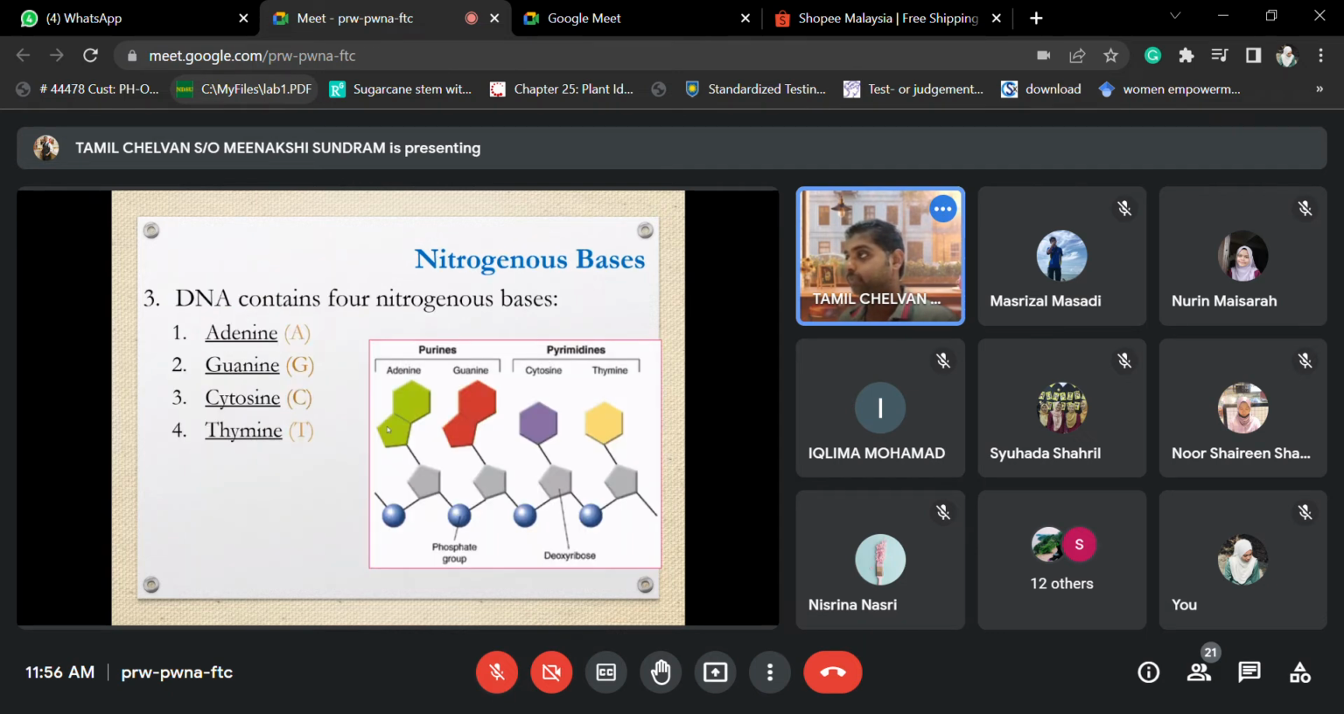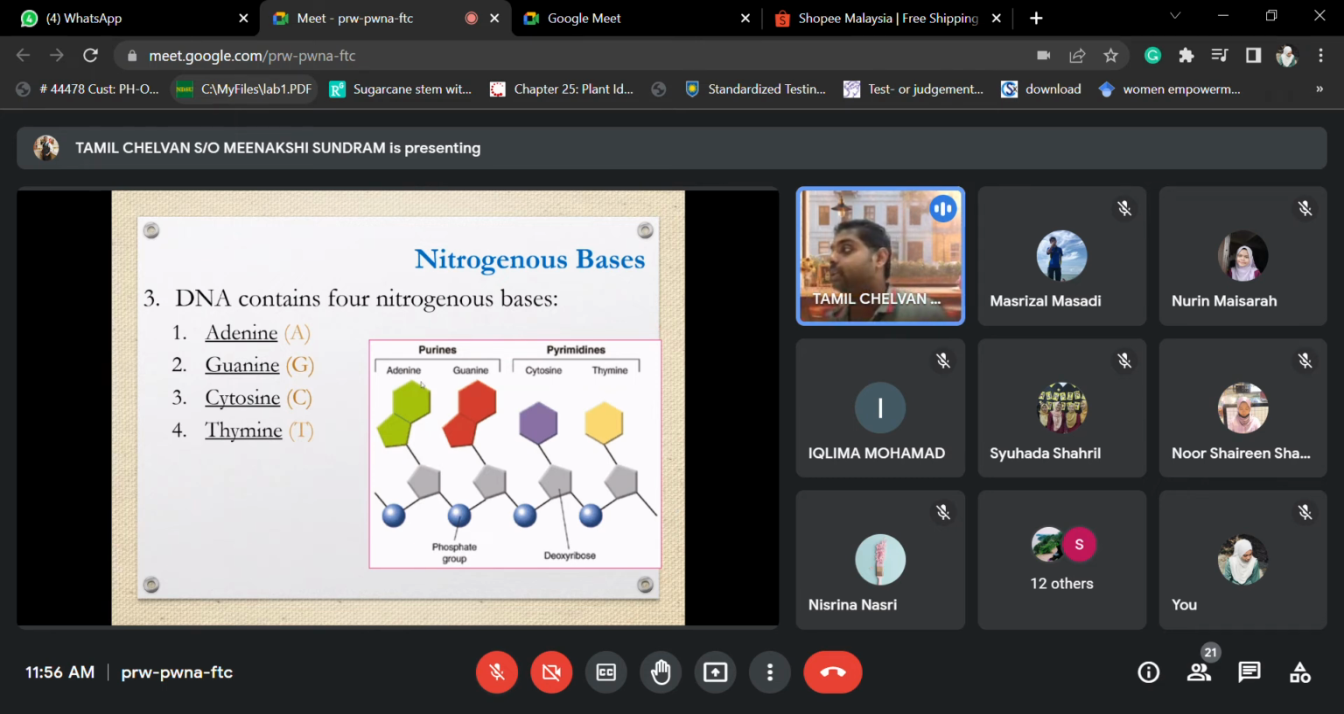DNA contains 4 nitrogenous bases that are adenine, guanine, cytosine, and thymine. This is adenine structure, this guanine structure, cytosine, thymine. So usually they bond together over here from one to another. Yang ni bond dengan phosphate group, pentose sugar dengan phosphate group. So it makes the chain longer.